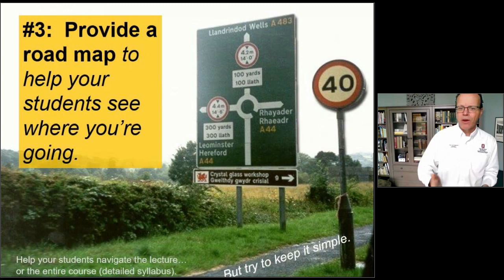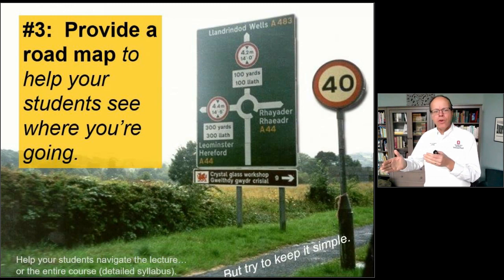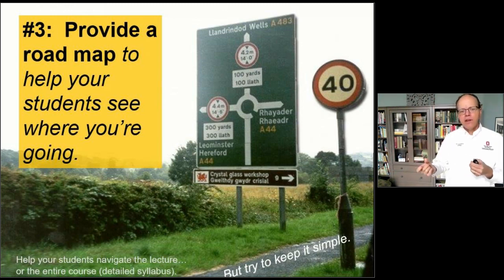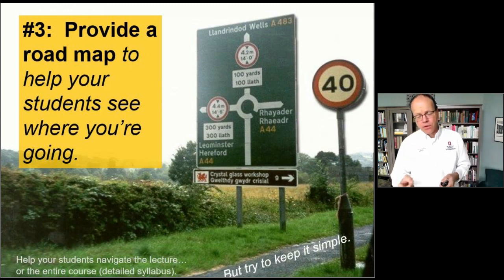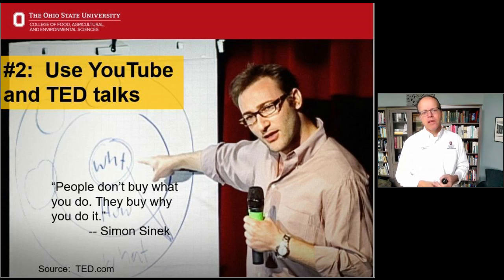Number 3, provide a roadmap to help your students see where you're going. Now, not one from Wales. I didn't have any idea what that sign meant when I took the picture, but I thought it was pretty funny. Online in particular, your students need to know where you're going, because you're not seeing them, you're not having even those quick conversations in class or when you're meeting in person. So that's important that you give them that roadmap so they understand.